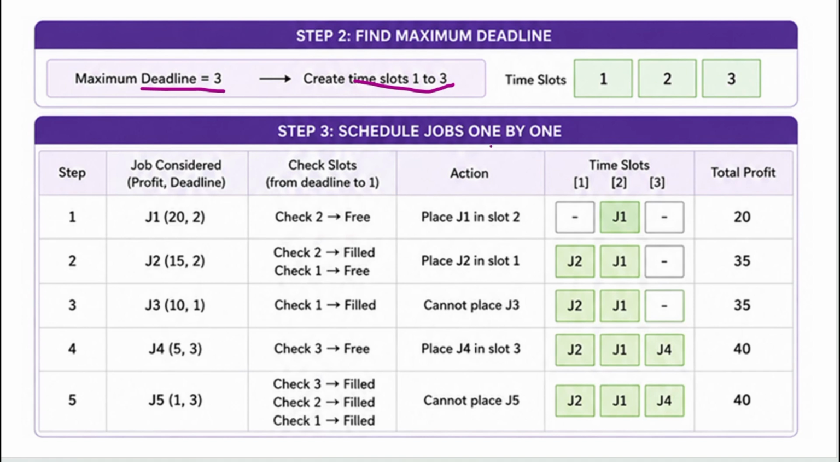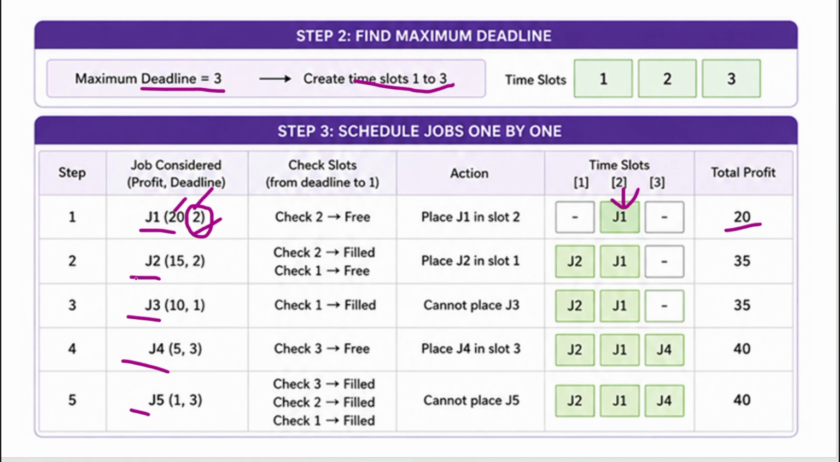Then step 3: schedule the jobs one by one based on the greedy method. Here all the jobs are in descending order of the profit value, and each job has a profit and a deadline. Check the time slots initially. What is the deadline of the maximum profit job? The deadline is 2, right? Initially all the time slots are free, so no problem. Just schedule job 1 in time slot 2. The profit of job 1 is 20.